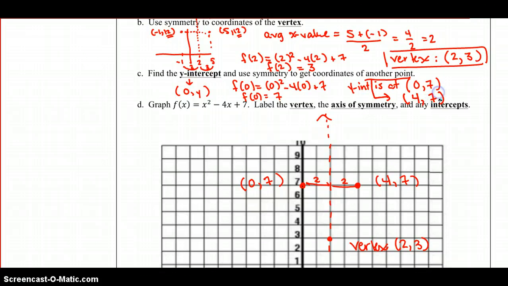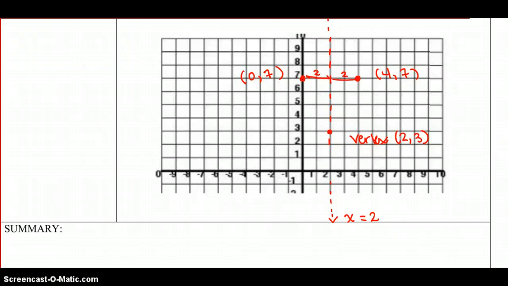So if we use that axis of symmetry to get another point, that other point was at (4, 7). Now we're asked to graph f of x equals x squared minus 4x plus 7. It says to label the vertex, which we did, the axis of symmetry, and any intercepts. So we have our y-intercept, and here's our vertex. Our graph is going to come down through this point. The vertex is its turnaround point. And so this graph will not have any x-intercepts. Again, it doesn't get any lower than this value here at 3. And to have x-intercepts, we need the y-coordinates to be 0.